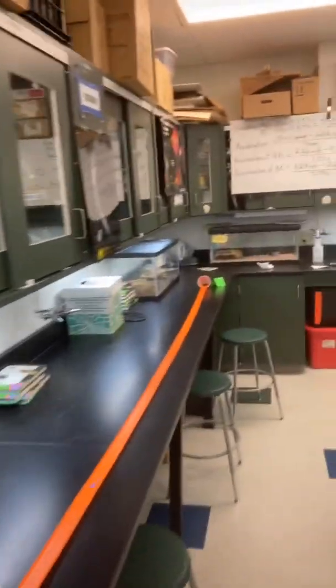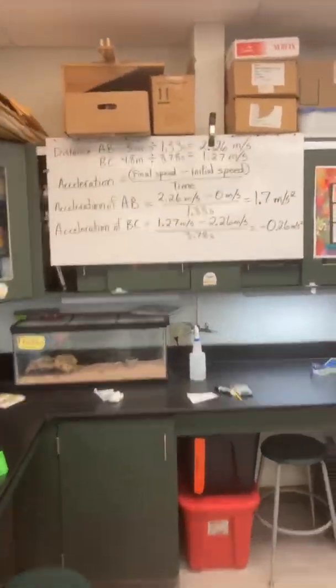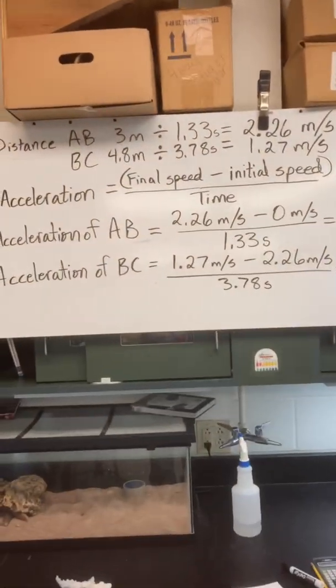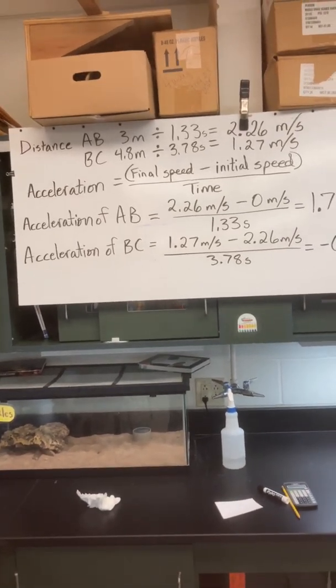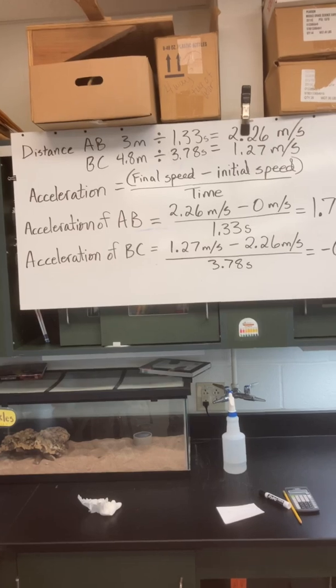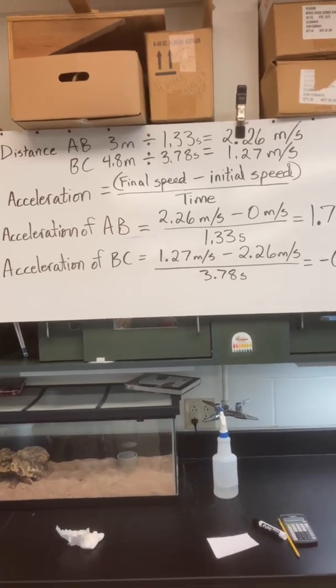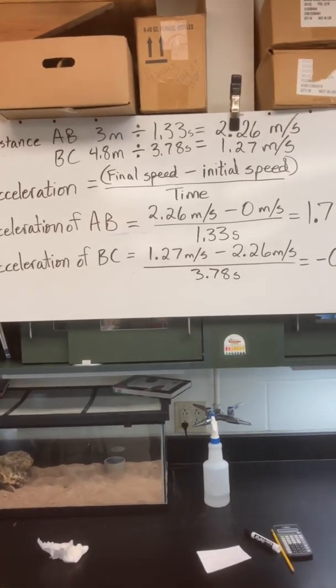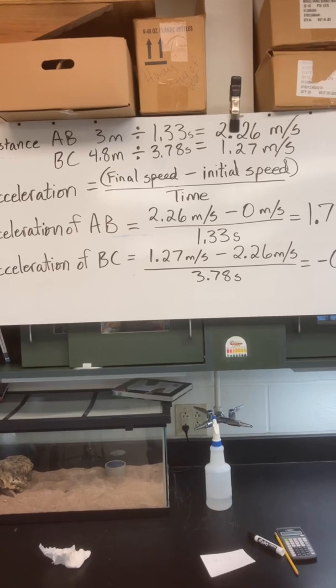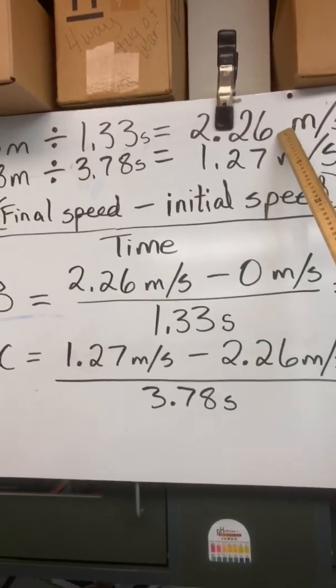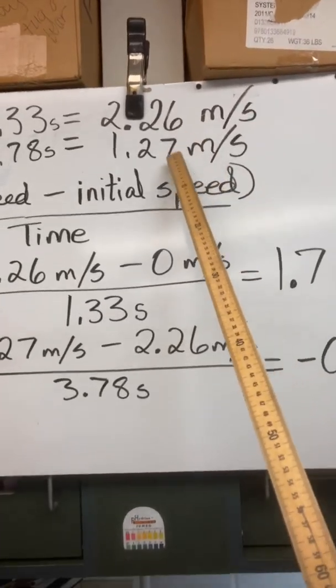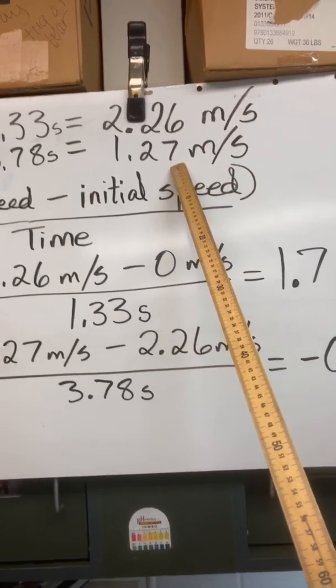Now, the new formula for acceleration, final speed minus initial speed divided by time, is up here for you. You can see that the same speed calculations that I showed you are at the top. So just like before, we still have our speeds of 2.26 meters per second and 1.27 meters per second.